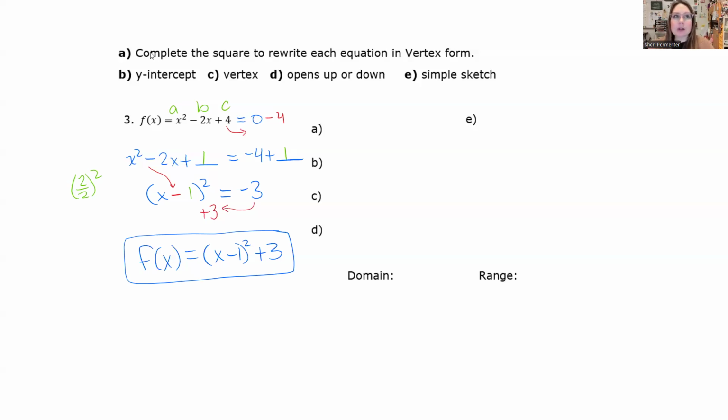A says complete the square to rewrite each equation in vertex form. Well, I just did that. It's right here. I don't think I need to rewrite it. I can just put a check mark. I did it. As long as you box it right here, I'm going to see that you did it.